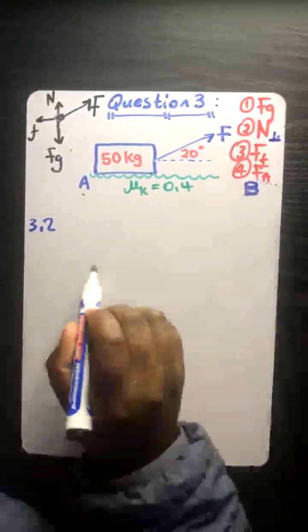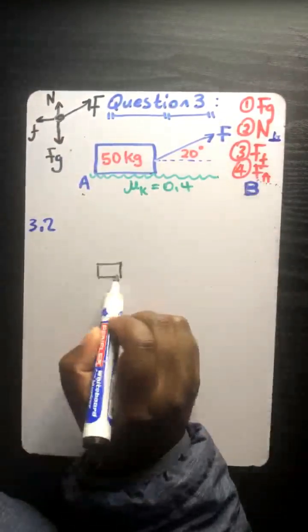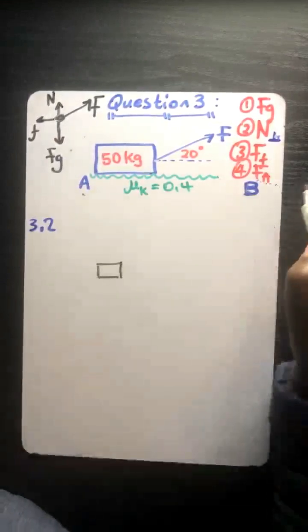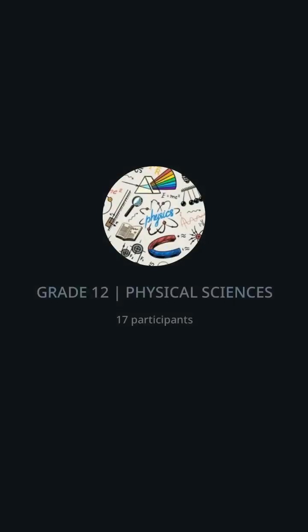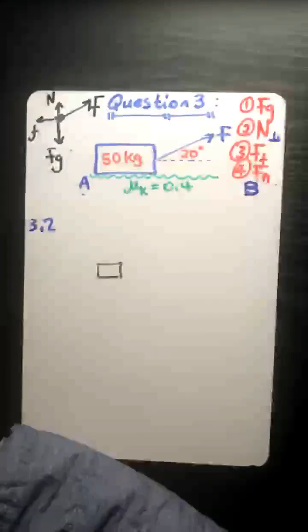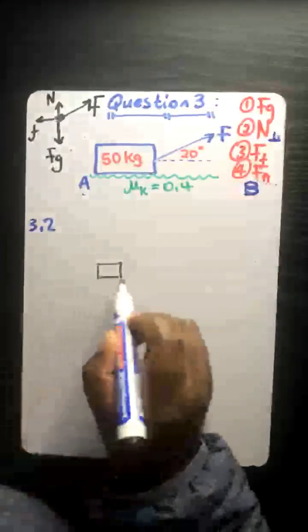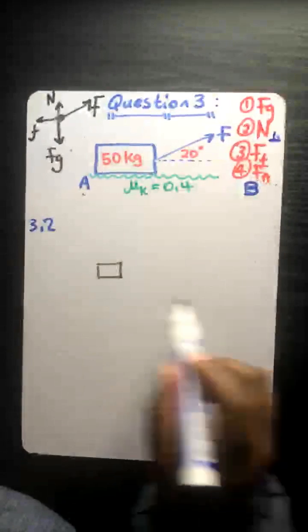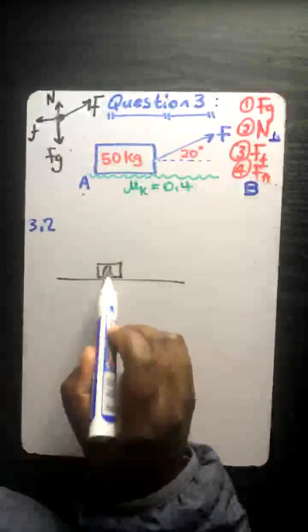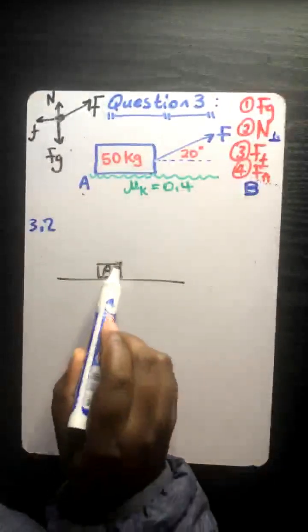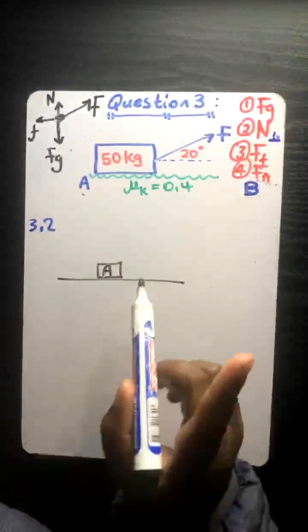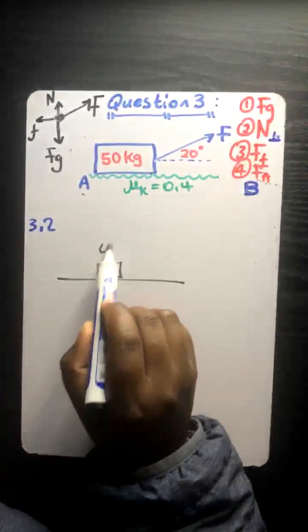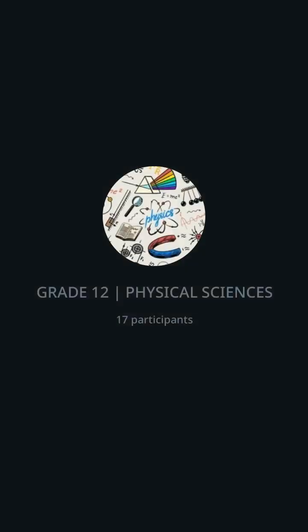But most importantly, Newton is saying any object will remain stationary or moving at a constant speed unless there's a net force that acts on that object. So Newton is saying this object A will just remain stationary there, or it will just move at a constant speed of 0 meters per second.